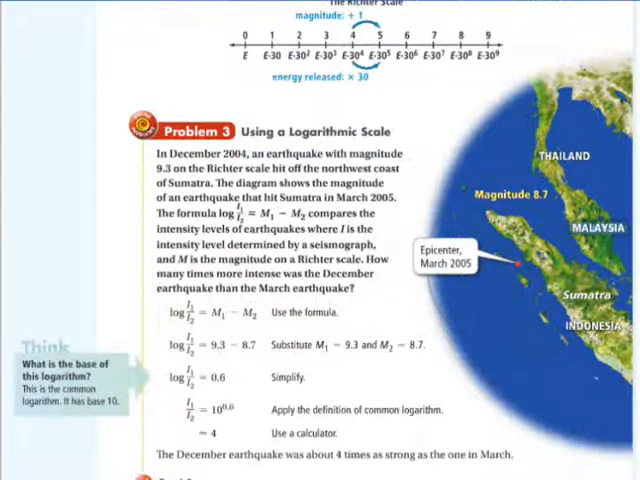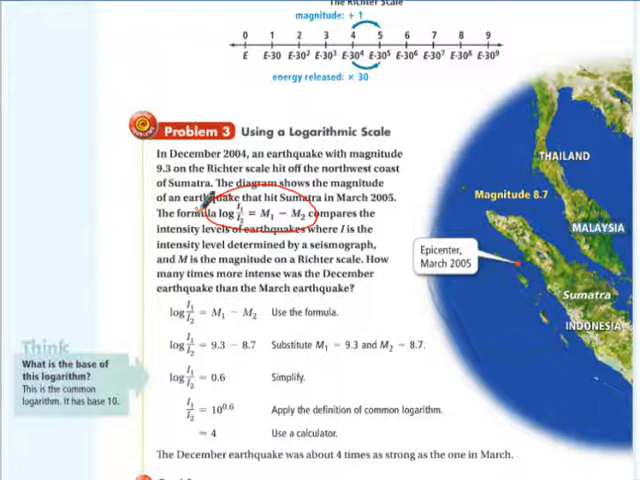In December 2004, an earthquake with magnitude of 9.3 on the Richter scale hit off the northwest coast of Sumatra. The diagram here shows the magnitude of an earthquake that hit Sumatra in March 2005. The formula right here compares the intensity levels of earthquakes, where I is the intensity level determined by a seismograph and M is the magnitude on a Richter scale. How many times more intense was the December earthquake than the March earthquake?